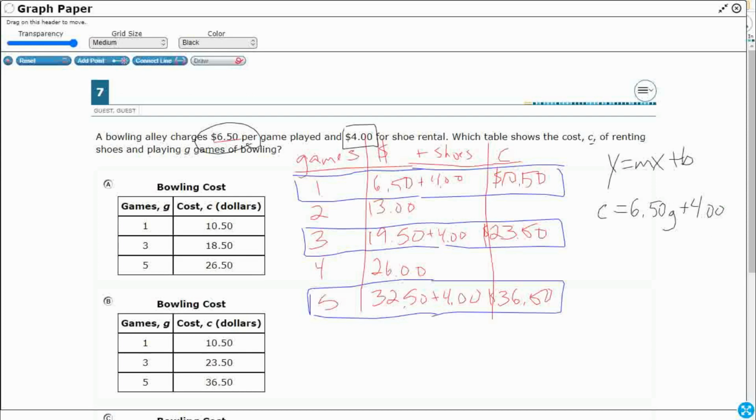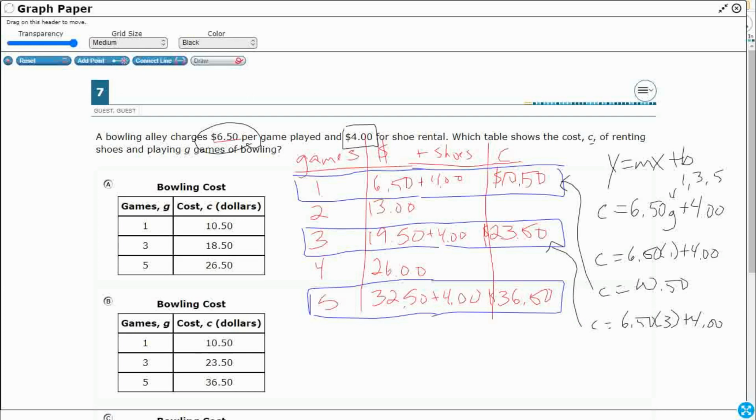So what I could have done here is substitute in for this g, 1, 3, or 5. If I did 1, it'd be 6.50 times 1 plus 4, and that's going to get me this $10.50 right there. I could have substituted in 3 for 3 games, 6.50 times 3 plus the $4 for the shoes. That's my constant, or my y-intercept. That's going to give me your $23.50, so that's going to be your $19.50 plus 4.